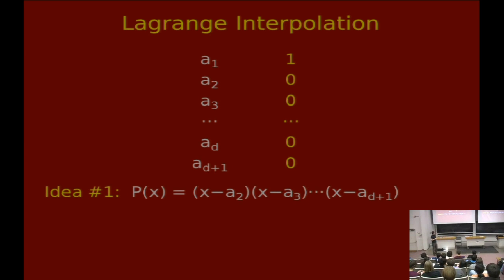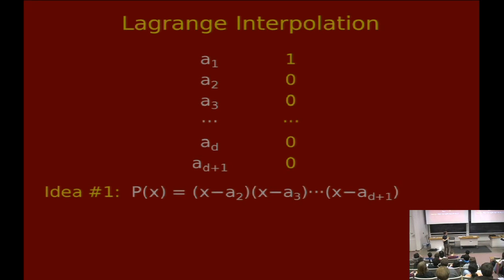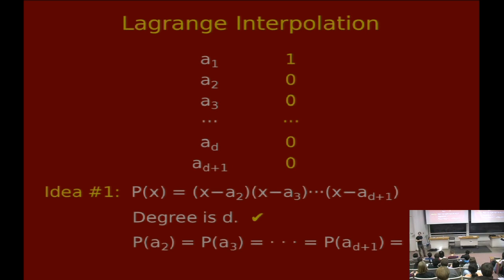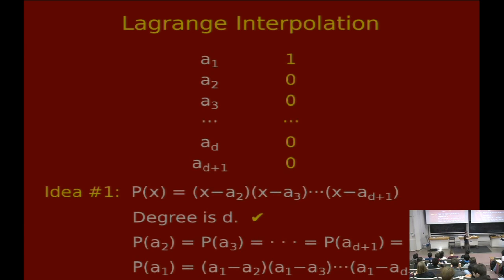Construct this polynomial, x minus a2 times x minus a3 times dot, dot, dot. That has degree d, because you're multiplying d things. And it's pretty cool because its degree is d, and if you plug in any of these a2 through a_{d+1}, the appropriate factor turns to 0, and you get 0. Only trouble is, you have no clue what's going on with its value at a1. You plug in a1, you get some number in the field. So this person who was going to answer the question before, what should you do?